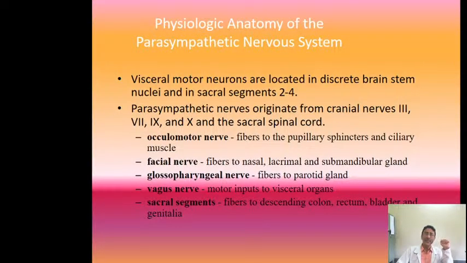Now, when you see the physiological anatomy of the parasympathetic nerve, as I have just discussed here, the oculomotor nerve supplies fibers to the sphincter pupillae and the ciliary muscles. The seventh cranial nerve, that is the facial nerve, supplies the nasal glands, the lacrimal glands, and the submandibular glands. The ninth cranial nerve supplies parasympathetic nerve fibers to the parotid gland. The vagus nerve gives motor supply, or innervates the parasympathetic division, to the various visceral organs. The sacral segment of the parasympathetic division gives fibers to the descending colon, the rectum, the bladder, and to the genitalia.